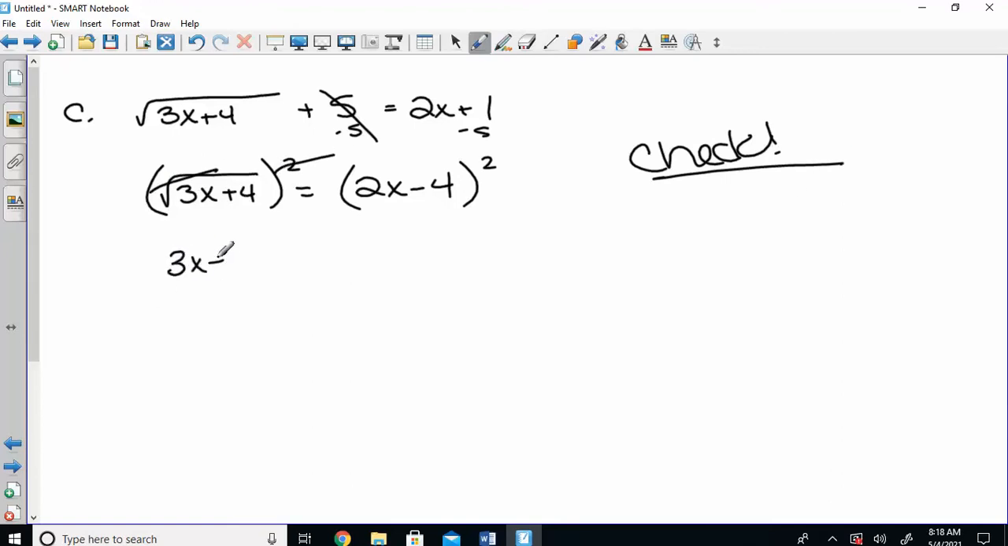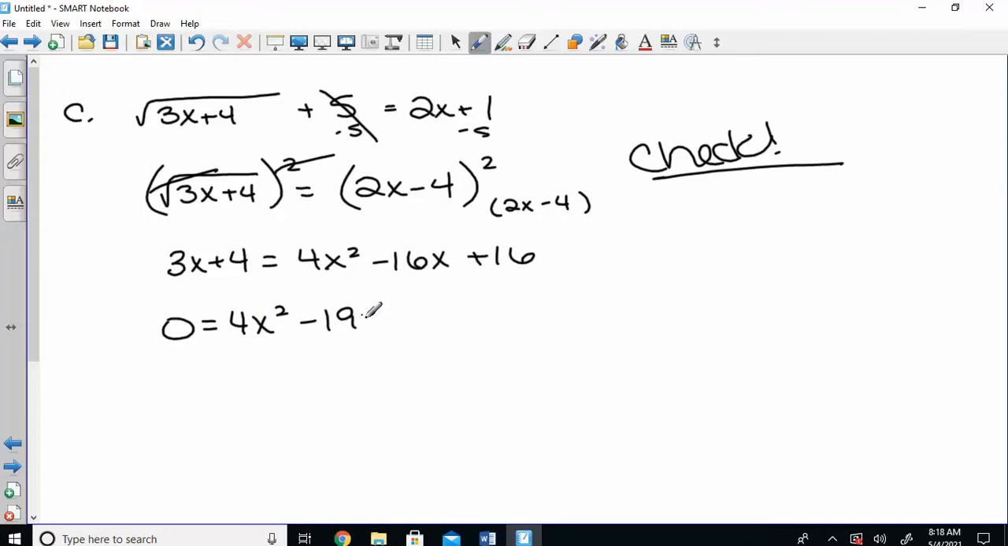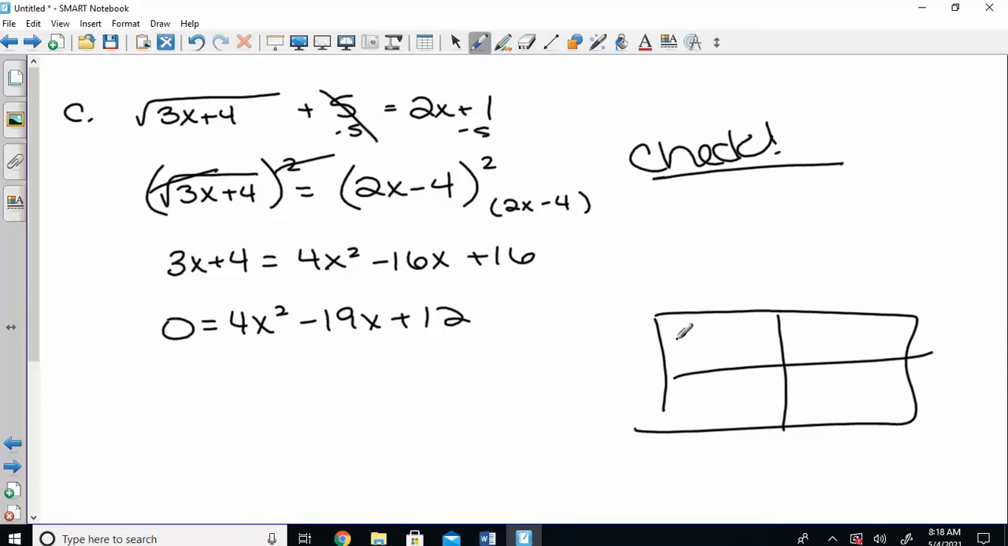So over here we get 3x plus 4. Over here, think of it as writing it twice and FOILing, so you get 4x squared minus 8x and minus 8x, so minus 16x plus 16. It's a quadratic, so what do we have to do? So if I subtract over my 3x and subtract over my 4, we have a 4x squared and a 12.